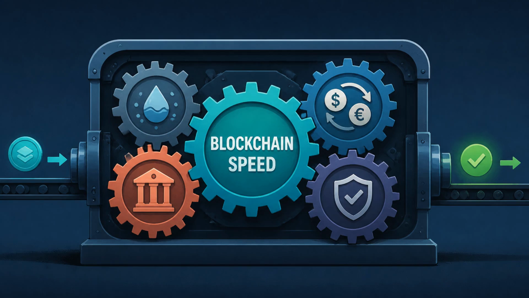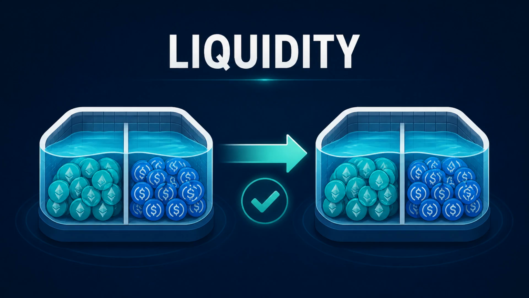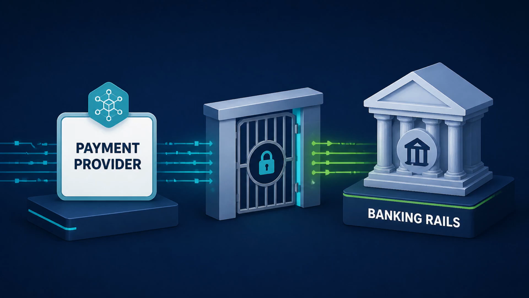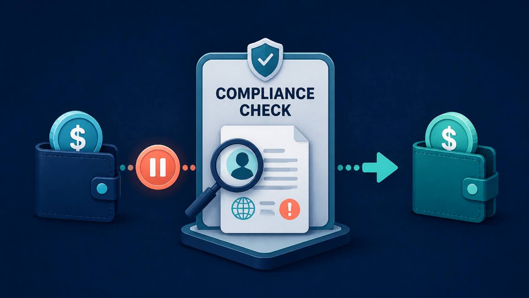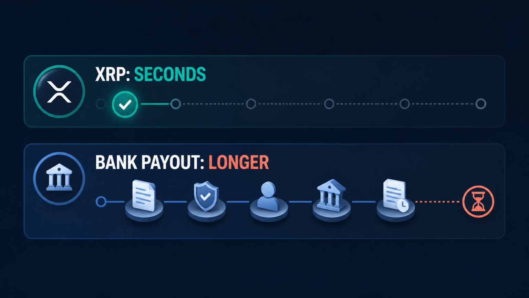That entire route depends on more than blockchain speed. The exchanges need sufficient liquidity. The provider needs access to banking rails. Currency conversion introduces spreads and possible slippage. Compliance checks can add delays. The XRP transfer may settle in seconds, while the final bank payout still takes longer.